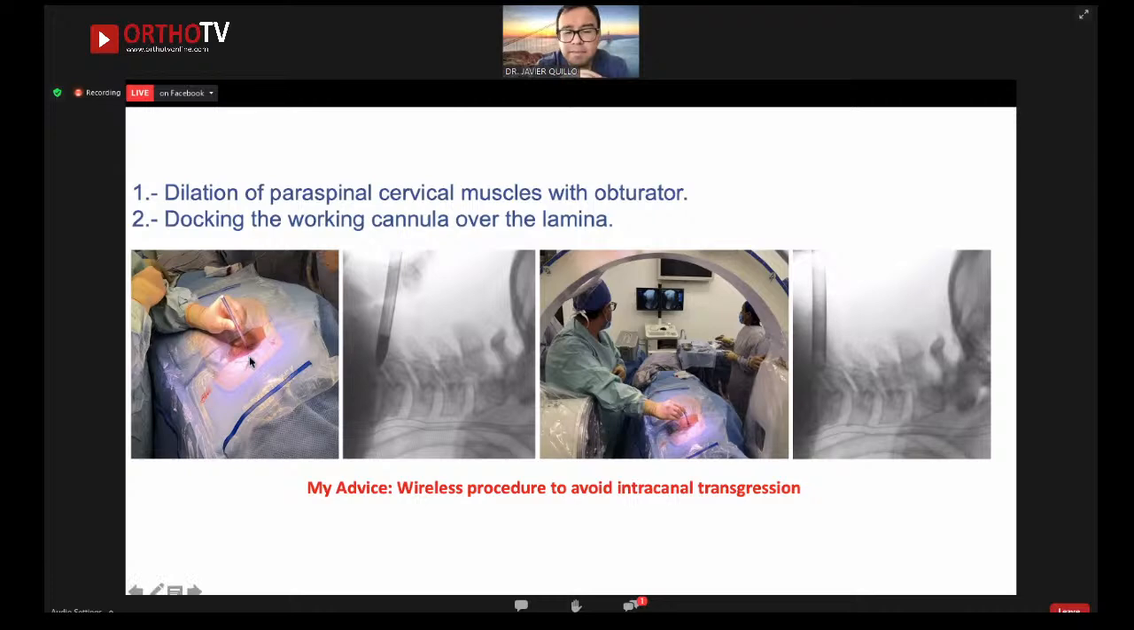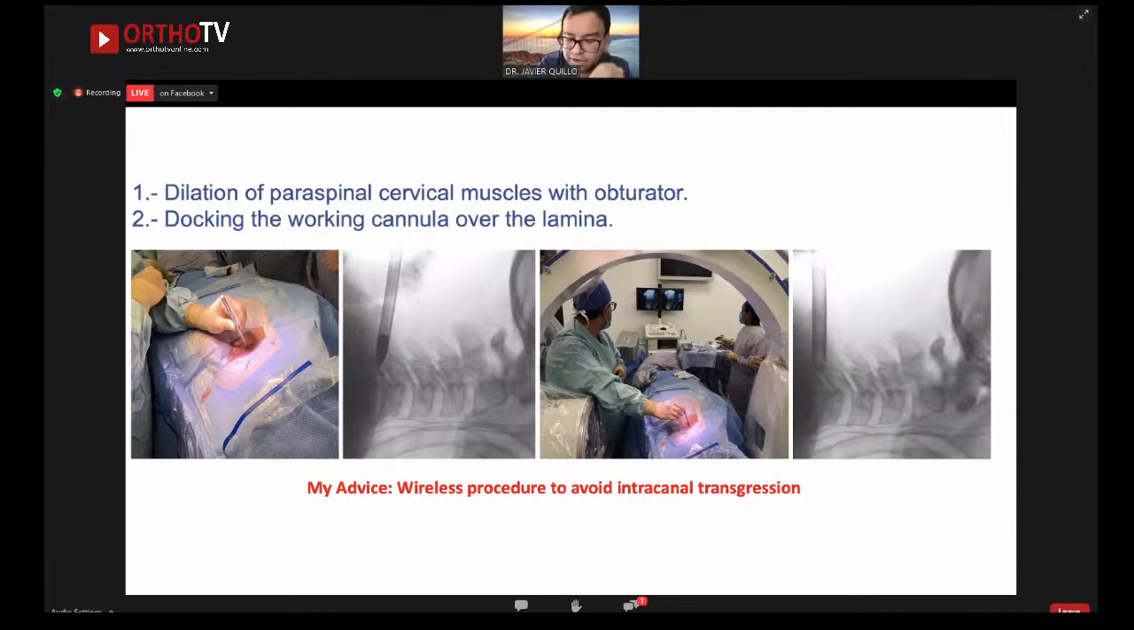Then, this is my advice to you. If you do these procedures, avoid key wires, because when you don't have skills or you are starting your learning curve, maybe the needle can damage the ligamentum flavum, pass through the ligamentum flavum and puncture the thecal sac. And this is catastrophic. The surgery is finalized even before starting. So after that, you can use only your dilator to feel the bone and then start your procedure.